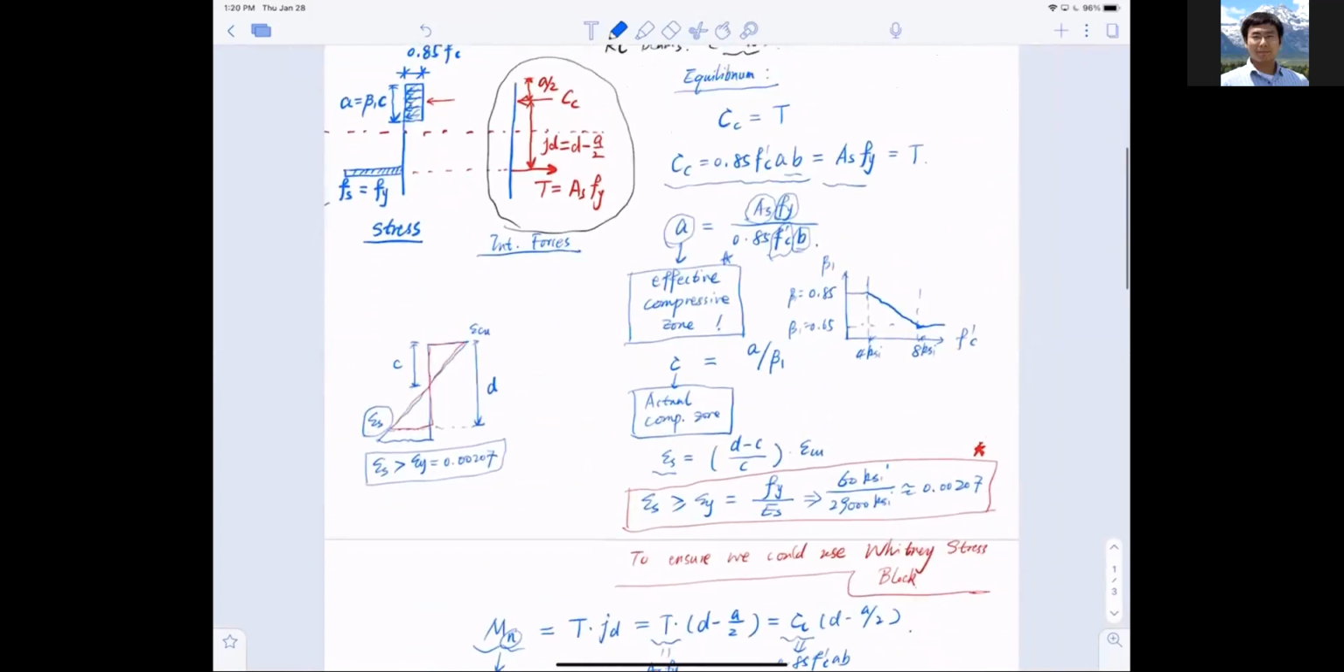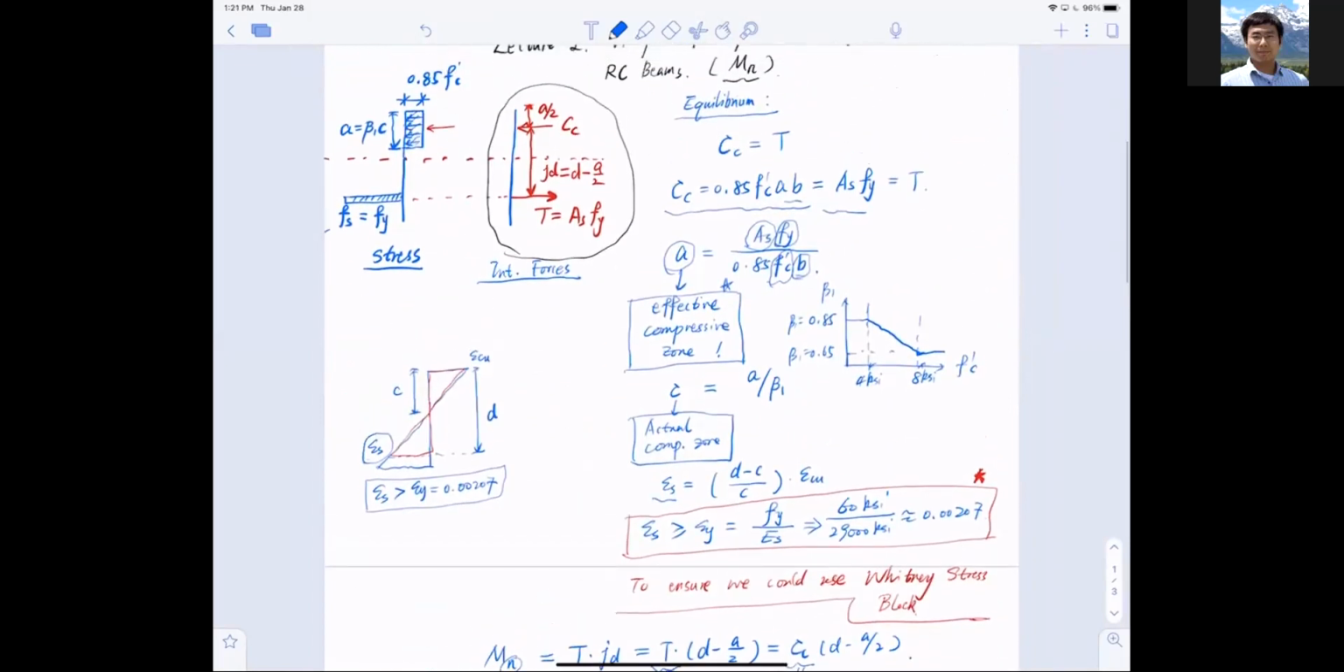So let's quickly review before we move forward. We want to utilize compression equal to tension. So directly we utilize this equation here. This is called step one, to find the compressive zone, to find a and c. So this is step one, and that is the equation used for step one, to find a and c.